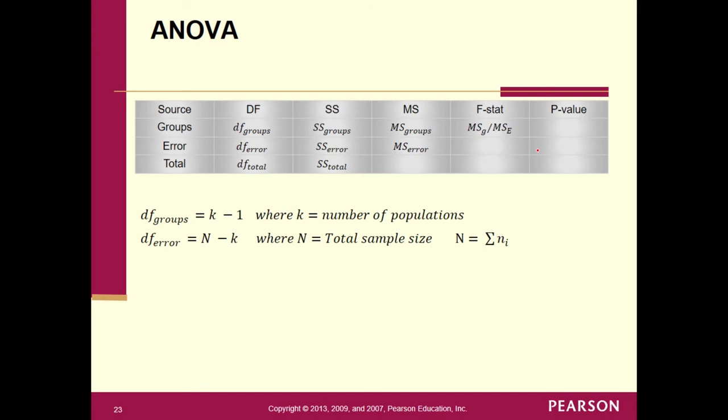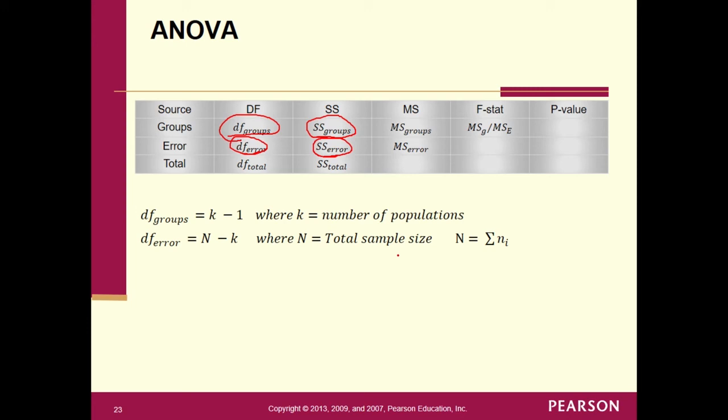So the degrees of freedom for the groups, let's start with that. Oh, by the way, you only need 4 numbers to complete this table. You need this number right here, this number, this guy right here, and this one right here. If you have those 4 numbers, you can complete the table, because then it's just a bunch of either adding or dividing. So the degrees of freedom for groups is k minus 1, where k is the number of populations.